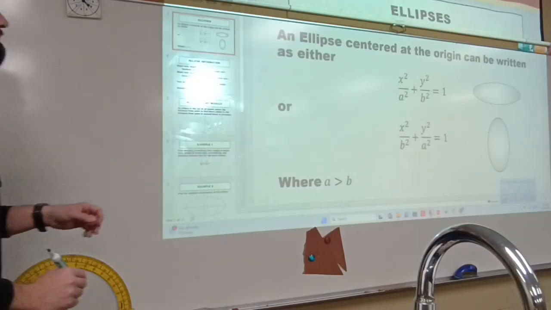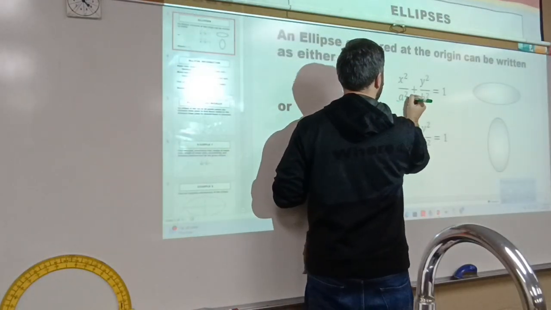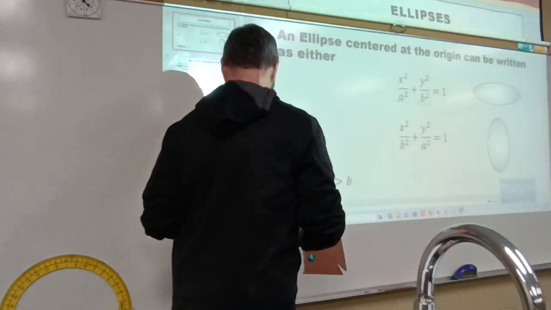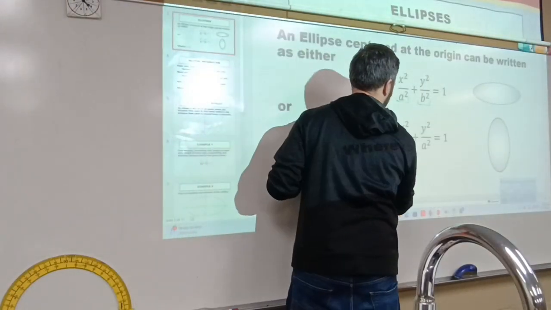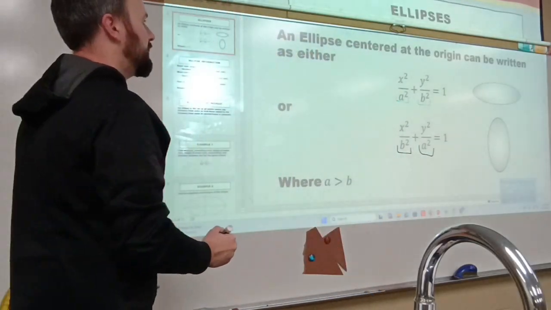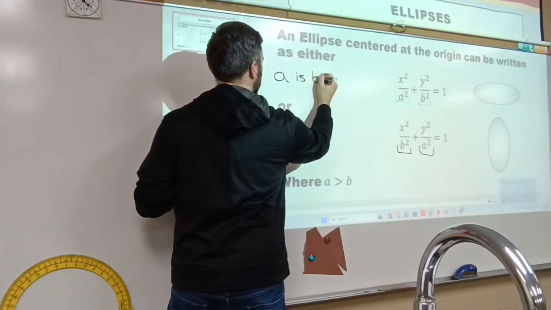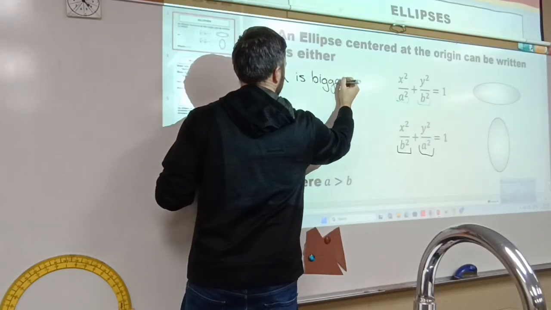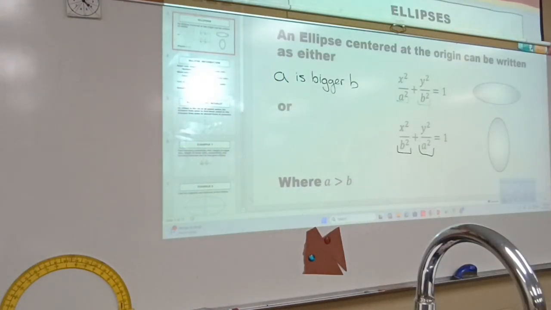Take a look at this formula. What do you notice about the A and the B between these two formulas? Like between the top and the bottom, what's the difference between them? They're switched. So A is bigger than B. And it says it right here, but I'm writing it again because that's going to be the most important concept of an ellipse: the bigger number matters.